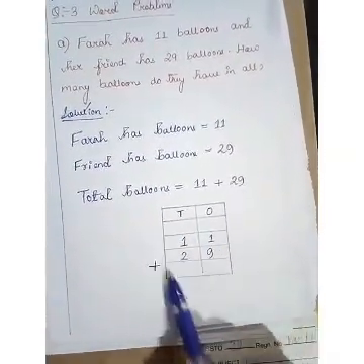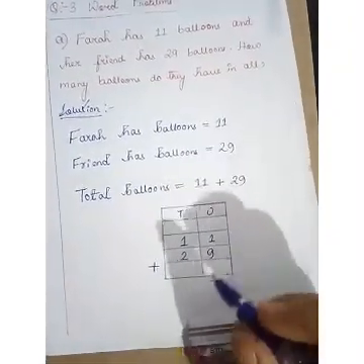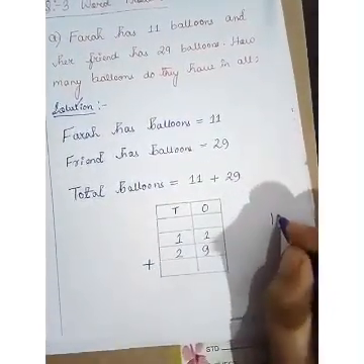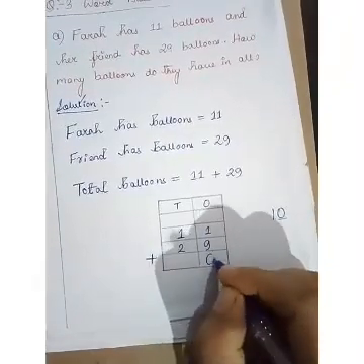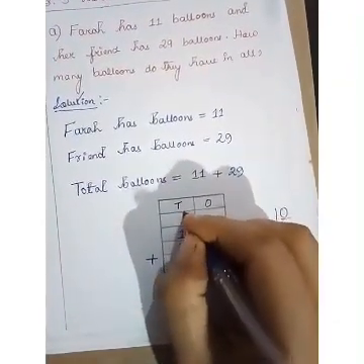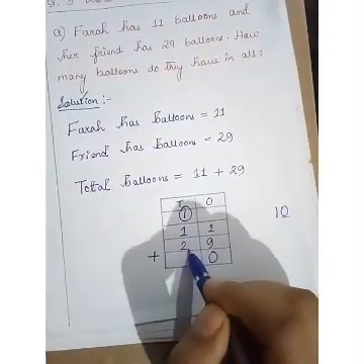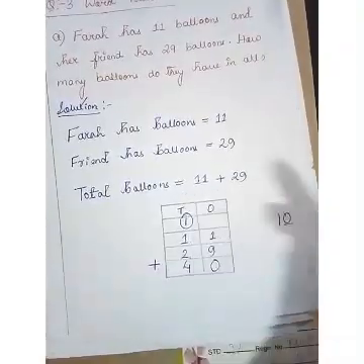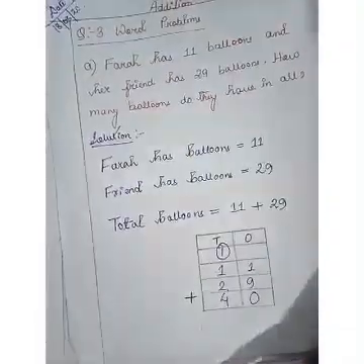I have made the place value chart and I have put the numbers accordingly. Okay. So 9 plus 1, how much did you get? 9 plus 1 we got 10. Alright. So we'll put 0 here and 1 will be carried over. Okay. It will go to the tens place. So 1 plus 2, 3 plus 1, 4. So total balloons equal to 40. Alright. Let us go to the next question.